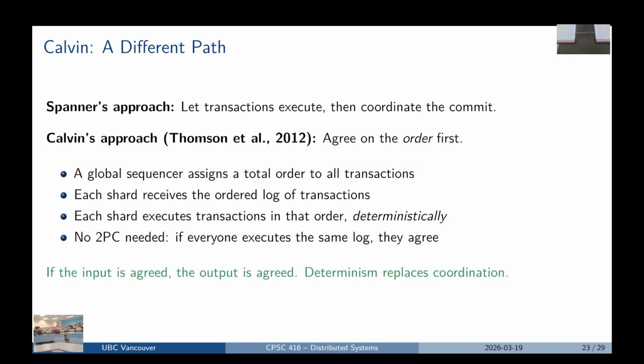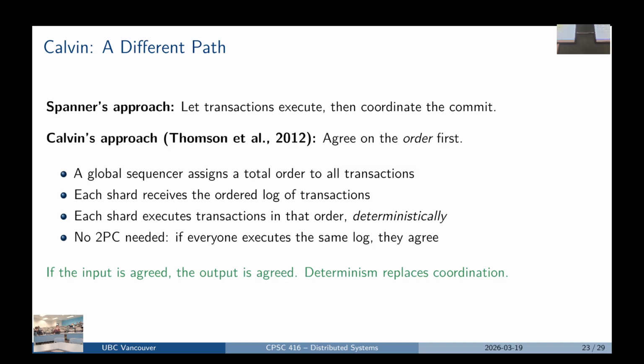In Spanner, they allowed the transactions to actually execute and then they coordinated the commit, which is an interesting decision. So they said, we want to allow writes to continue moving forward, but we'll deal with the things that can go wrong at the end. Which, okay. In Calvin, which is a different system, similar but different system, what they decided to do instead is to decide on the order in which things were going to happen. They're linearizing the order of events.